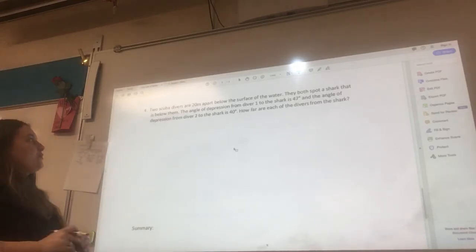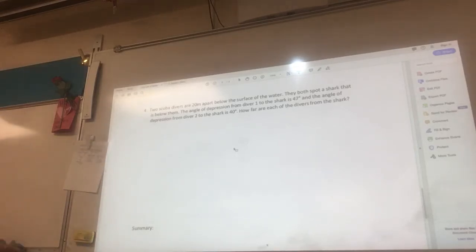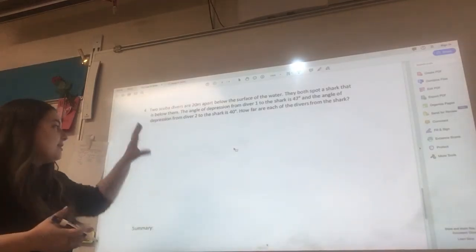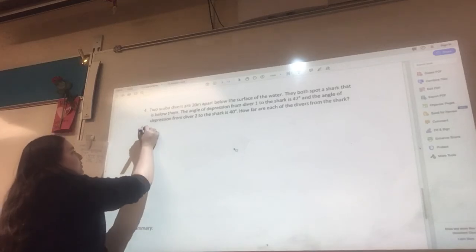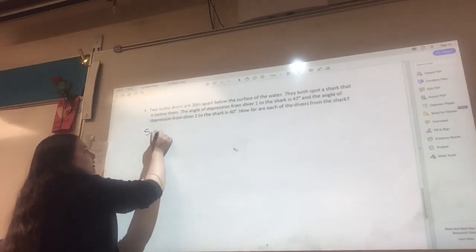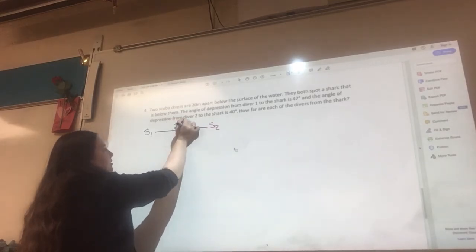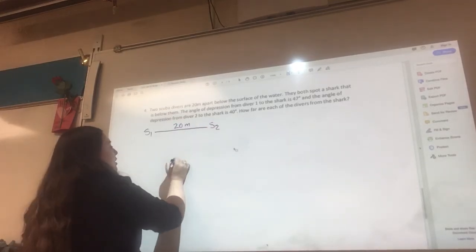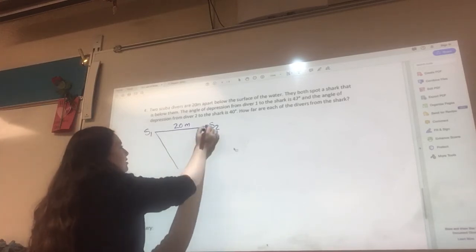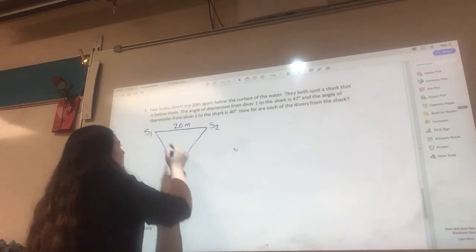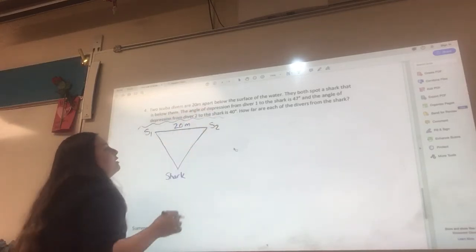We have 2 scuba divers that are 20 meters apart below the surface of the water. They both spot a shark that is below them. So what I'm going to do is make this as realistic as possible with the triangle. So we're going to say scuba diver 1 here is 20 meters apart from scuba diver 2 here. And they see a shark. So we're going to say they see a shark below them, because remember, this is the water. They're below here.